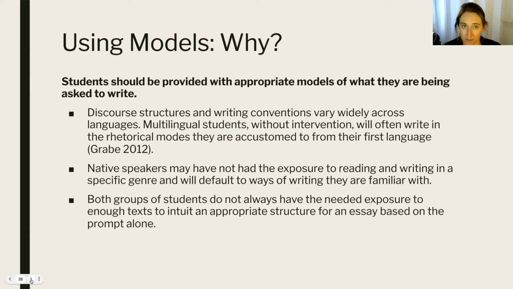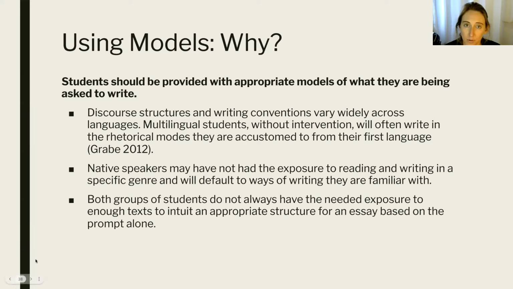So I think this is important for a number of reasons. For multilingual students, the discourse structures and writing conventions of different languages really vary. So without any intervention, our multilingual students will come to the classroom and they'll often write in the rhetorical modes they're accustomed to from their first language. And then for our native speaking students, they may not have had the exposure to reading and writing in certain genres and will default to ways of writing that they're familiar with. So it is important to provide these students with models as well.